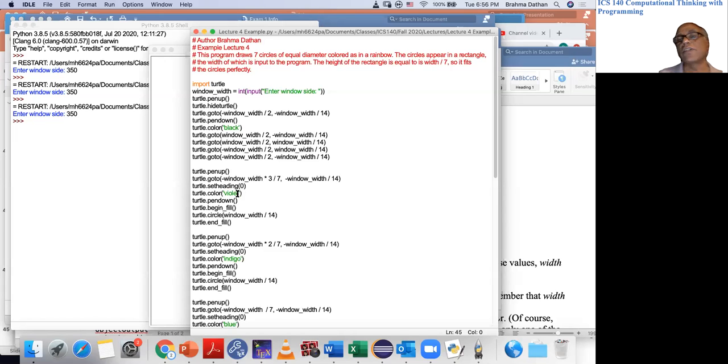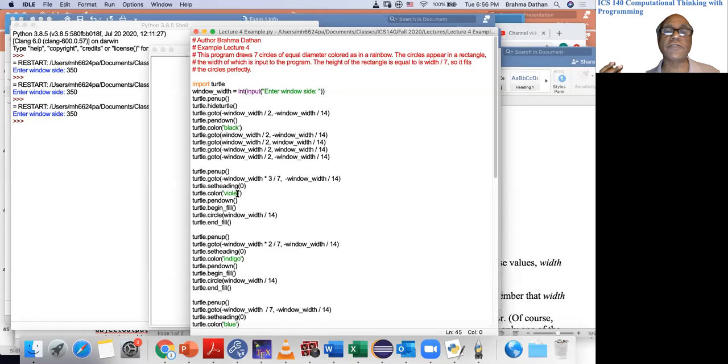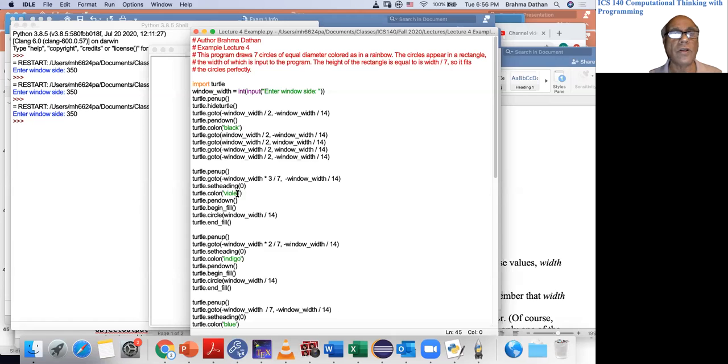Oh, okay. There are 7 circles, right? Yes. So if the 7 circles have to fit into a width of W, each one has to have a diameter of 1/7 of that width. Yes. So the height of the box has to be then W divided by 7. Yes. And the radius will be 1/2 of that, right? That is the reason. Do you follow what I'm saying? No, the 3 I don't understand. The 3. The number 3. Oh, okay, okay. The number 3.